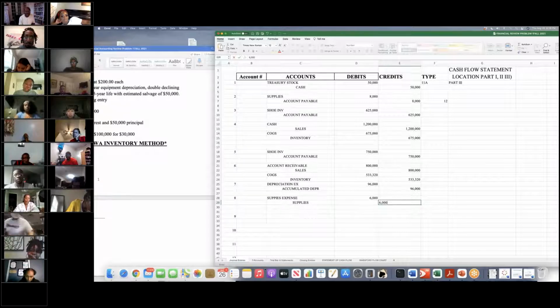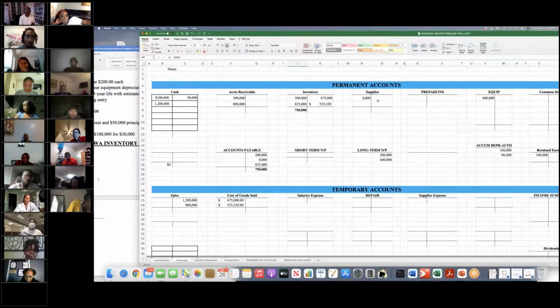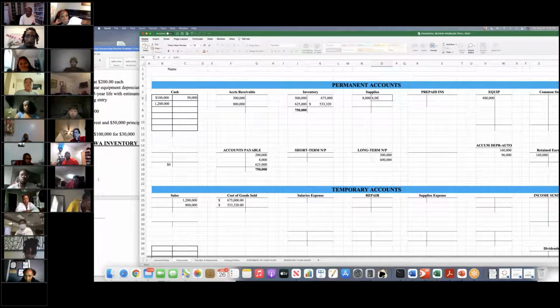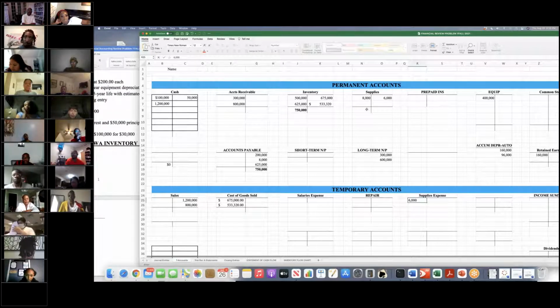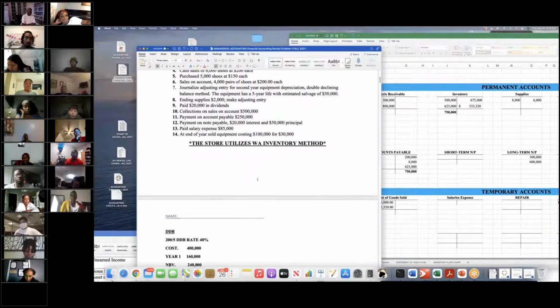And as usual, we go and we post. So we go to T accounts, credit supplies for 6,000, and we're going to debit supplies expense for 6,000. So always remember when you're making that entry, if you had 8,000 and you now have 2, you must have utilized 6. Okay, so let's see if we can finish up these journal entries.